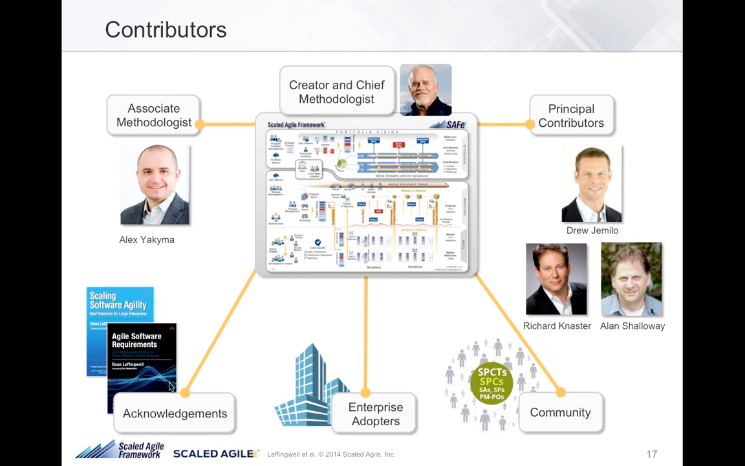However, the framework is really an aggregation, a synthesis. I think of myself as kind of editor-in-chief. And lots of folks have contributed, including our partner, Alex Yakima, who's worked with me for, I think, 6 or 7 years now, developing the framework. My books, Scaling Software Agility and Agile Software Requirements, also serve as roots, some of the initial works recorded there. And if you look at the acknowledgments there are literally dozens, probably 20 or 30 companies and individuals that have contributed. We're also fortunate to have Drew Jemilo and Richard Knaster on our team, as well as Al Shalloway, who has been a contributor to some of the concepts.